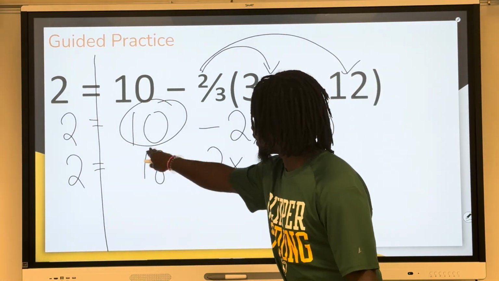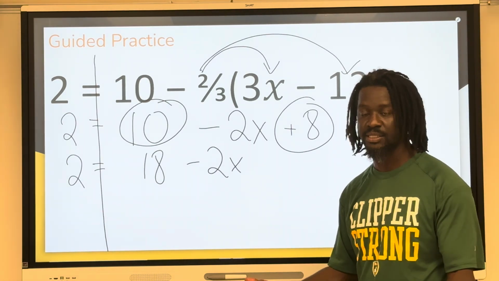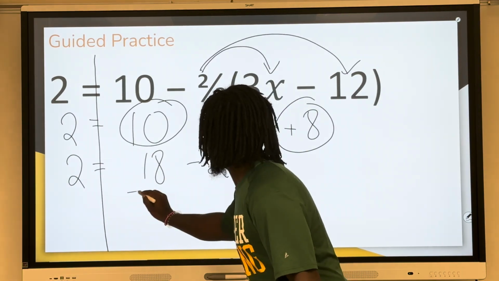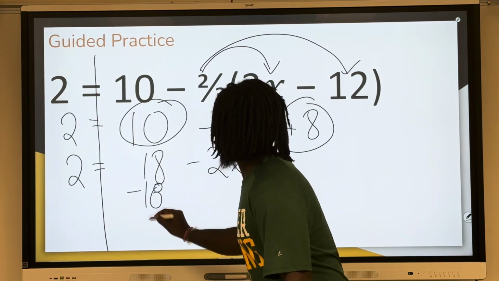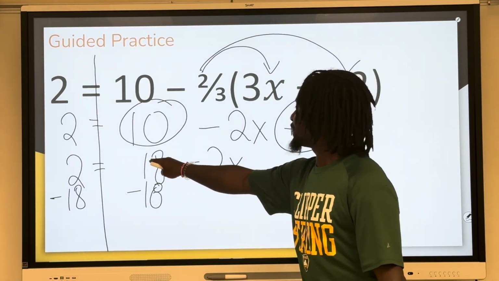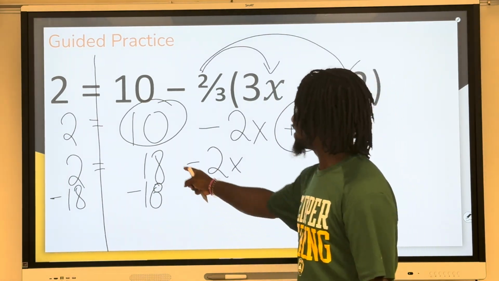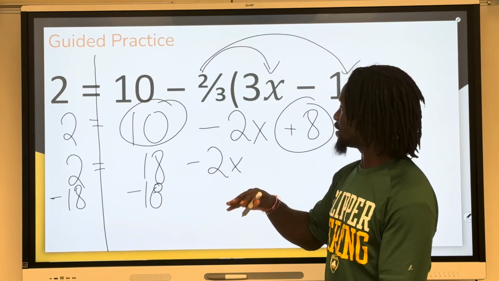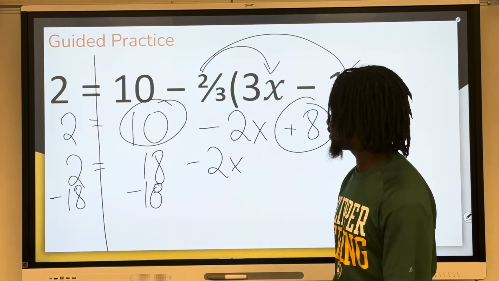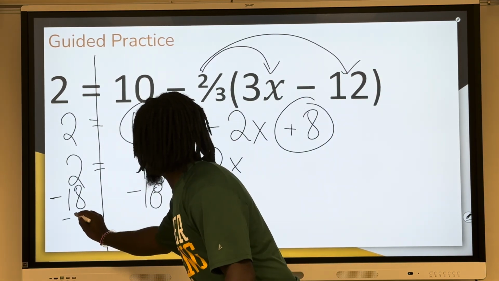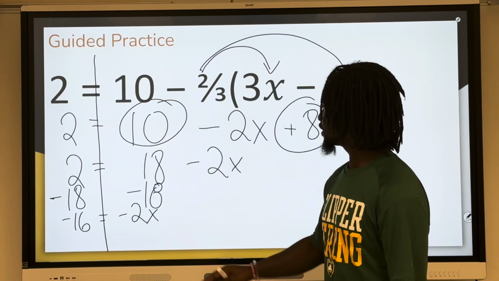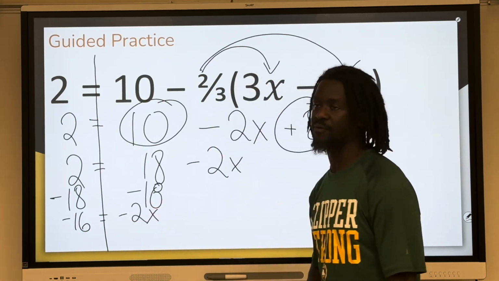Now, in order to get rid of this 18, the 18 is positive, so I am going to subtract 18 from the other side. So I'm going to do minus 18, minus 18. Again, I know that there's no plus sign there, but this 18 is positive. So I am doing the inverse to get rid of the positive 18, and I'm subtracting 18 from both sides. Then that's going to give me negative 16 equals, bring down the negative 2x. So now I have negative 16 equals negative 2x.